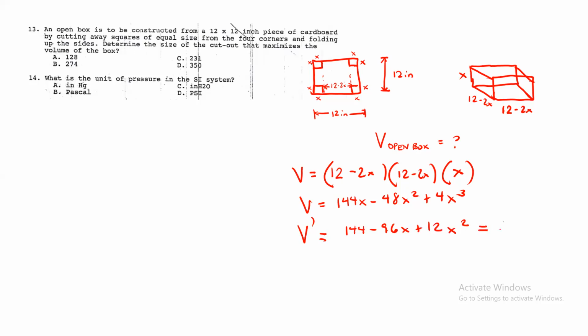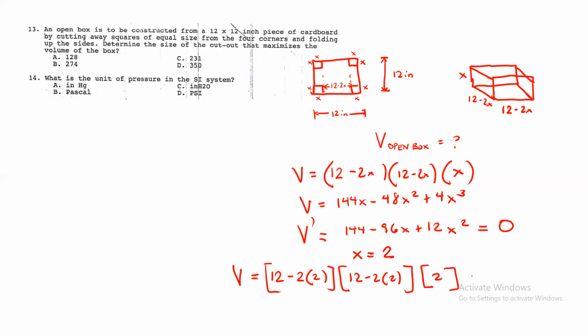So, equate natin sa 0 ngayon. Then, saka natin makukuha yung x. So, ito yung dimension ng cutout. So, equal to 2. Then, saka natin i-substitute itong 2 dun sa formula ng volume para makuha natin yung volume ng open box. So, 12 minus 2 times 2, ganun din 12 minus 2 times 2, times 2. So, makuha natin dito is 128. The answer is letter A.